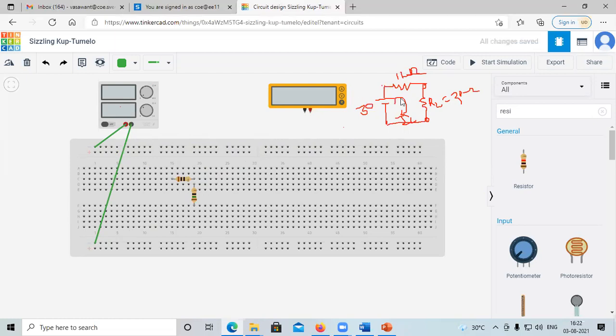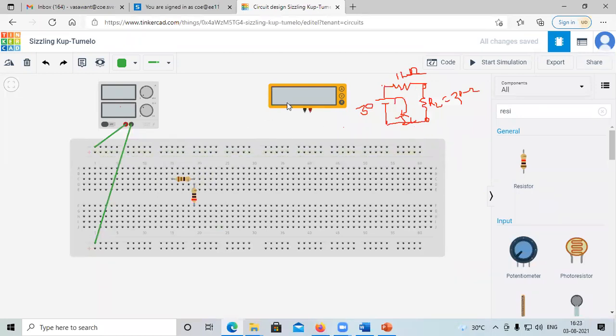Okay, so we will do the connection. That is one resistor. The value of RTH is nothing but 11 ohm. Then another resistor, I will connect here like this. So the value of this resistor RL is nothing but 20.